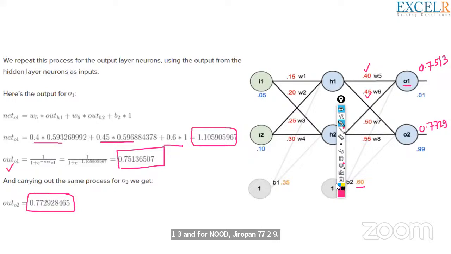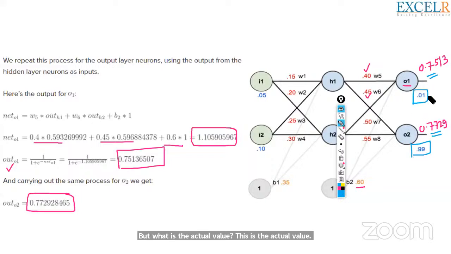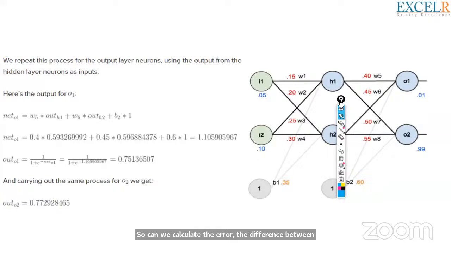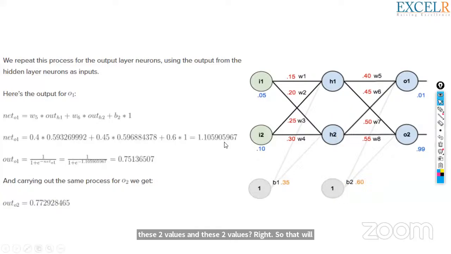So guys, this is the output we are getting from the neural network. This is the prediction from the neural network. But what is the actual value? This is the actual value. It has been given to us that the actual output value is this one. But what this neural network is producing as the output are these values. So can we calculate the error, the difference between these two values and these two values, right? That will be the error for this neural network. Let me just show you.